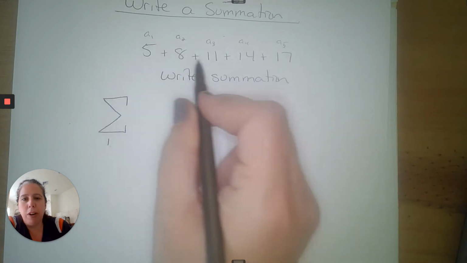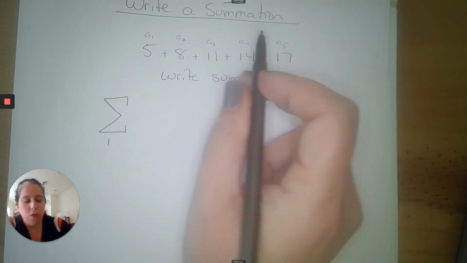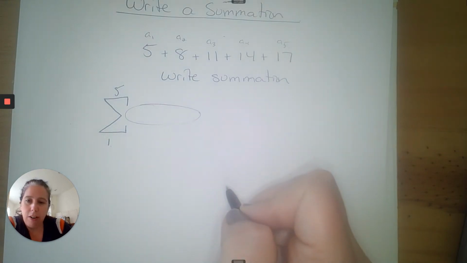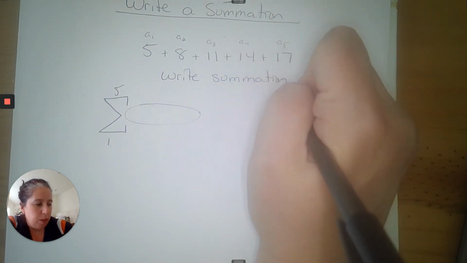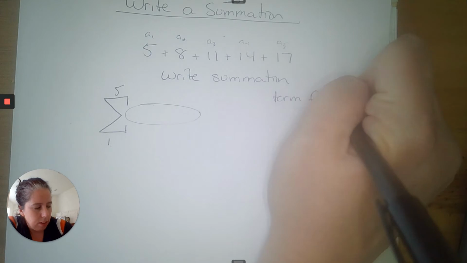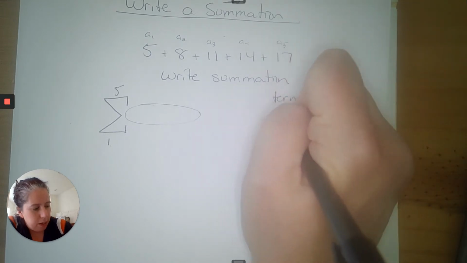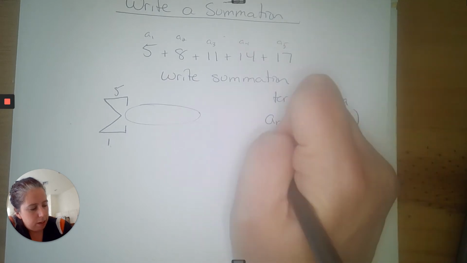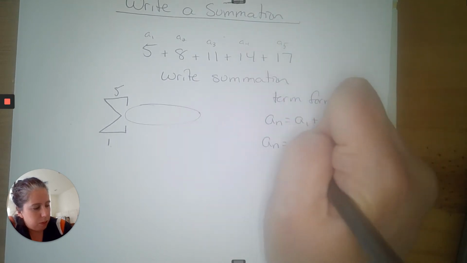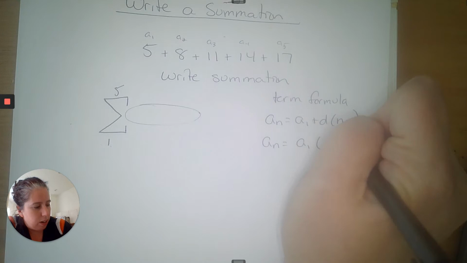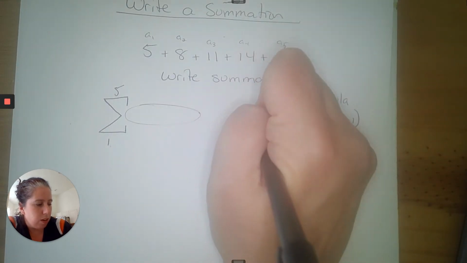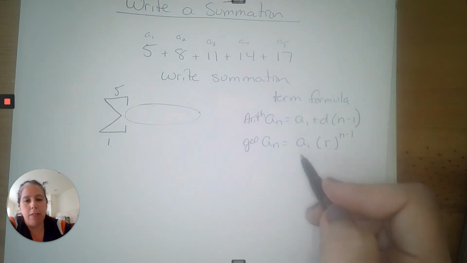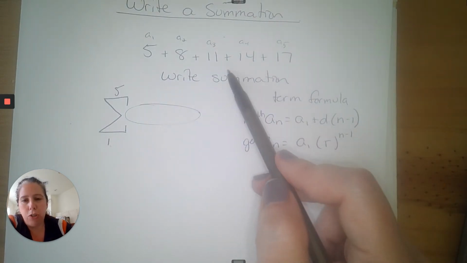Then you're going to put whatever term number this last one is. In this case, it's 5. So from 1 to 5. Now, here's where you need to do your work. Remember your term formulas? We had A sub n equals A1 plus D times n minus 1, and then A sub n equals A1 times R to the n minus 1 power. This one's arithmetic, this one's geometric. So we're going to bring these back. You need to figure out, is this arithmetic or geometric?